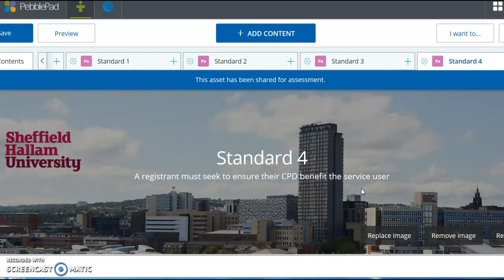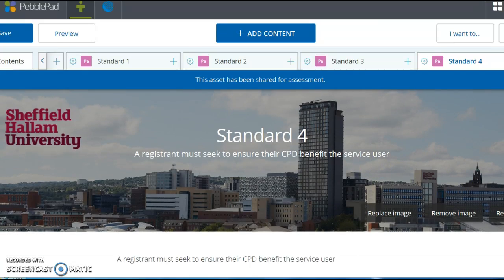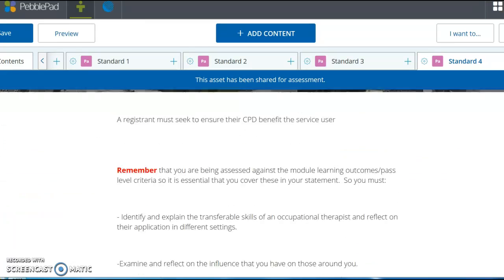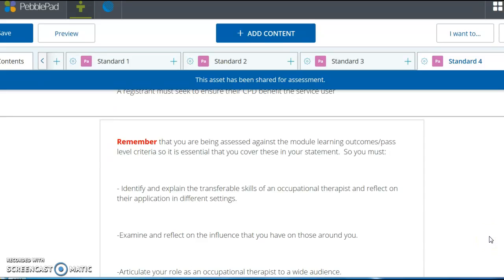And standard 4, a registrant must seek to ensure that your CPD has benefited the service user. So I know in your extended scope placement you've got to come up with an intervention, and that's a great example of how them interventions have hopefully benefited people who do it. It might be group work, or it might just be a one-on-one intervention that you've done that's actually benefited that person. It'd be great here, while you're out on placement, if you actually got service user feedback. So after your sessions or after your intervention, ask them, or if you've taken outcome measures where you've actually seen an improvement, that would be great.